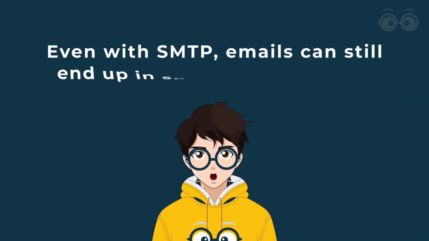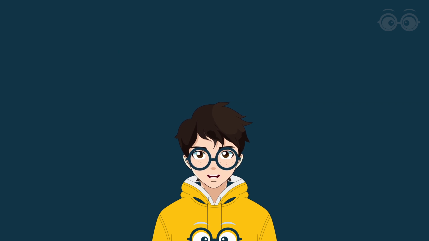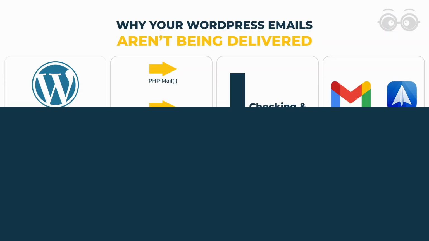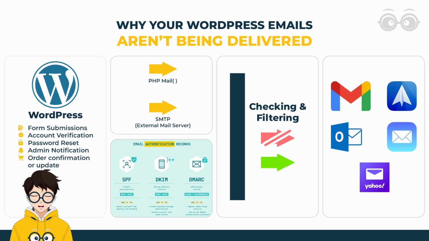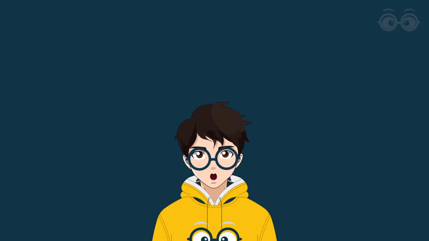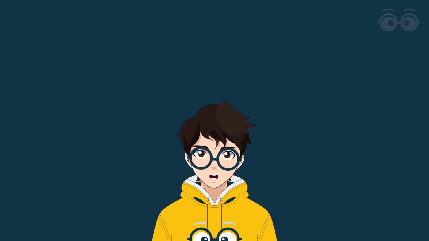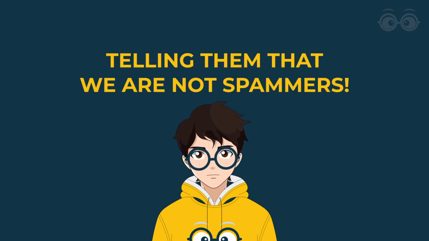Well, even with SMTP, your emails can still end up in spam if your domain has a bad reputation. Here's how you can maintain a good email reputation. There are a few records that we can set up on DNS, which are SPF, DKIM, and DMARC records for authentication. These ensure that your emails are verified and not spoofed by spammers. We're not going to go through SPF, DKIM, DMARC in detail. Basically, we're telling the mail provider server that we are not spammers.